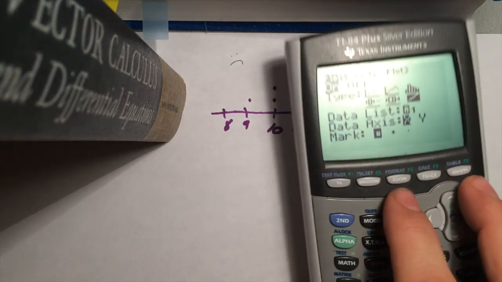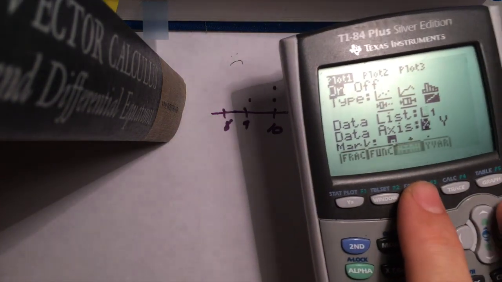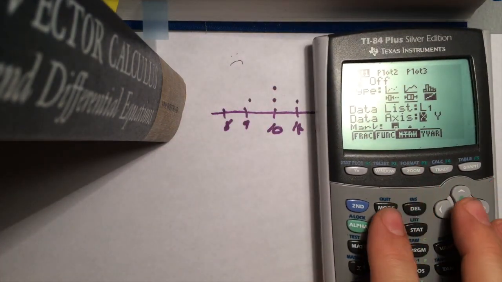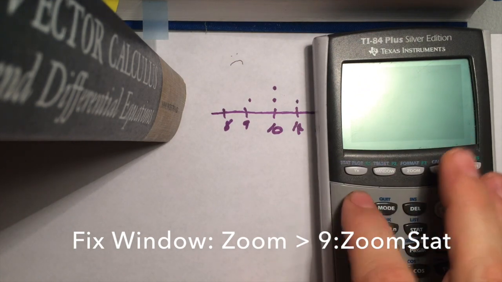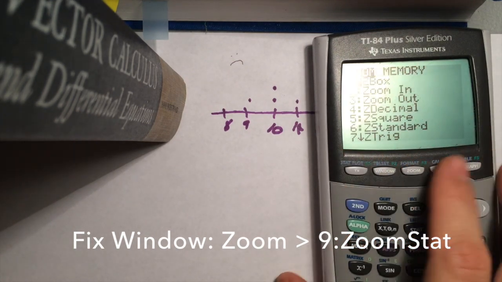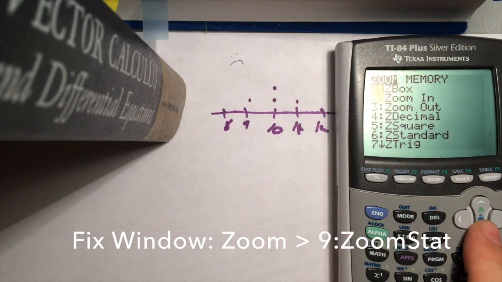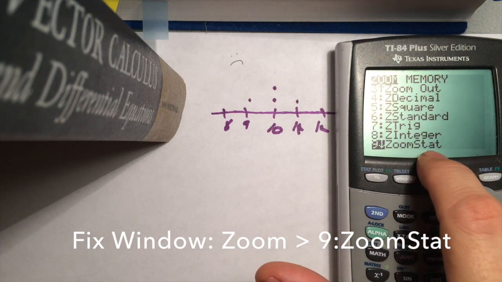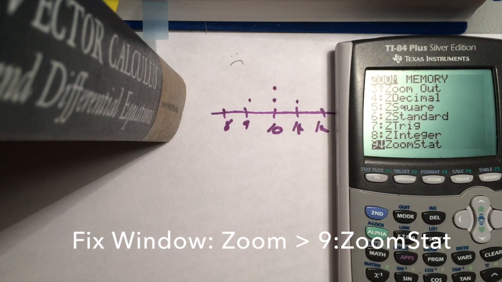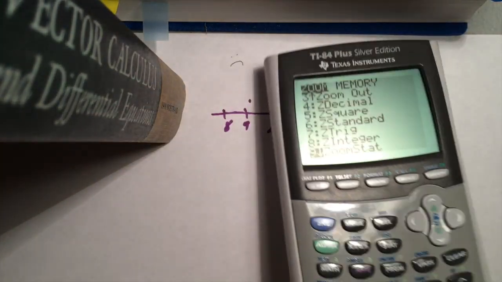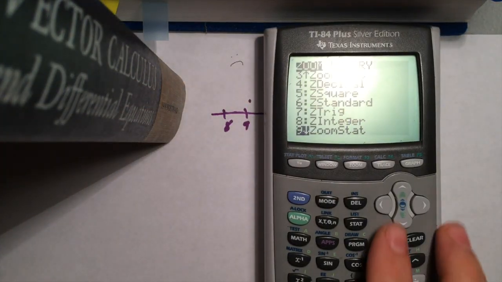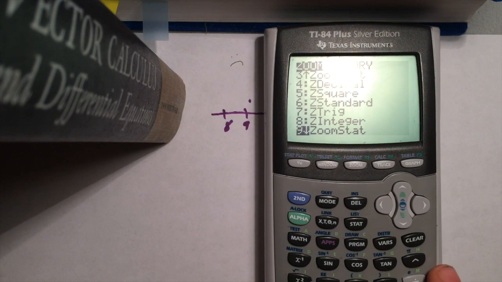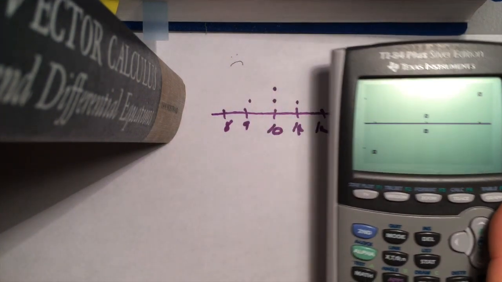To do that, you're going to hit the Zoom button right here. Bam. And I don't know what happened there. Let me try this again. I'm going to hit Zoom. There we go. That looks normal. I'm going to go down to option 9. That says ZoomStat. Now here you could hit the Enter button, or you can just hit the number 9, and that's just as fast to select that. I can hit 9, and bam, we get this little plot here.